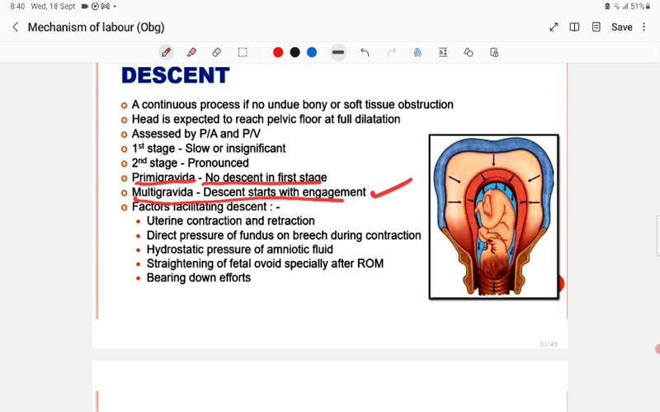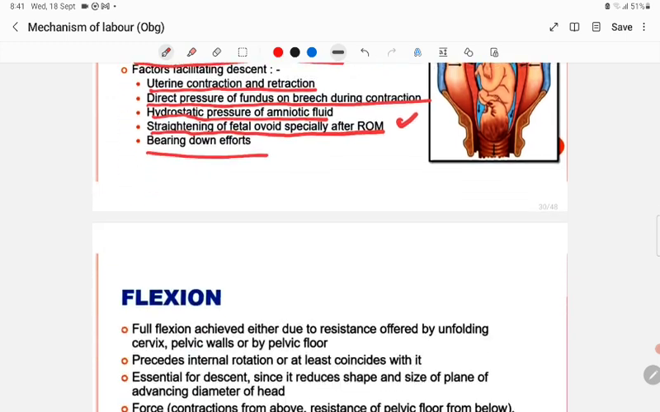What are the factors that facilitate descent? First is uterine contraction and retraction. Second is direct pressure of the fundus on the breech during contraction. Third is the hydrostatic pressure of the amniotic fluid. Fourth is straightening of the fetal body, especially after rupture of membranes. Once rupture of membranes happens, straightening of the fetal body causes descent of the fetus. The bearing down effect also causes descent of the fetal head.